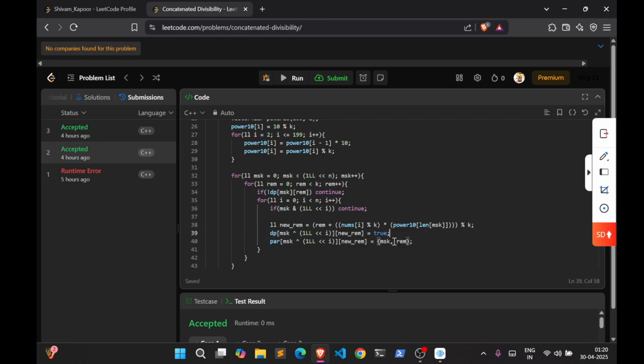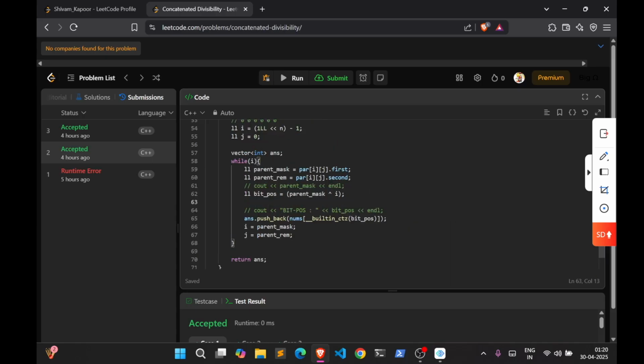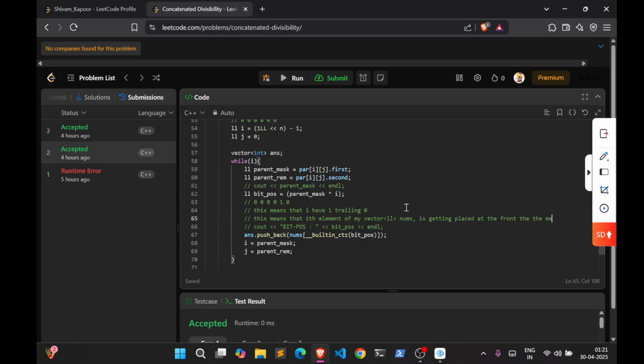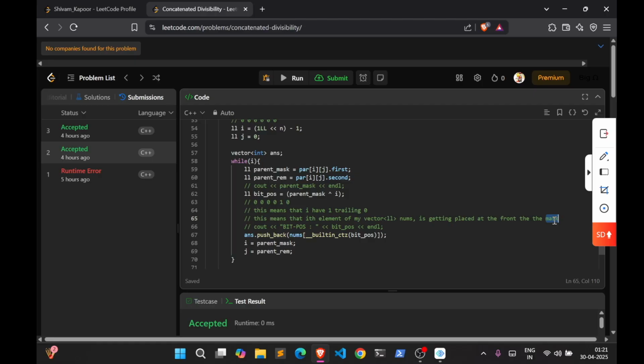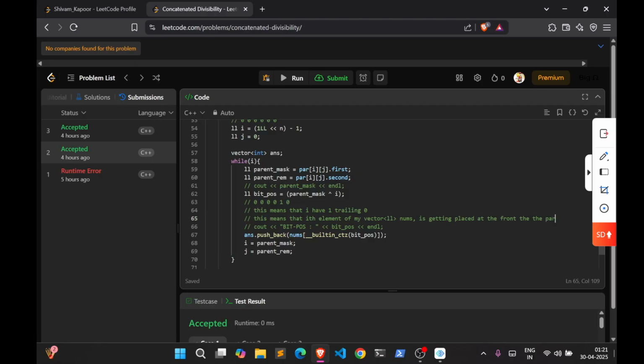Like this, I made the parent. So this is the parent mask, this is the parent remainder, this is the bit position. This means that I have one trailing zero. This means that the ith element of my vector nums is getting placed at the front of the mask. This is of the parent mask, which is a better way to write it.